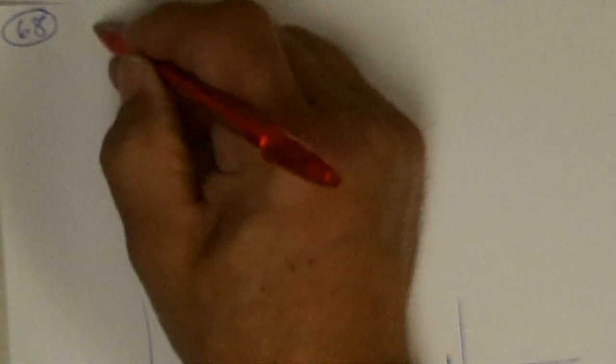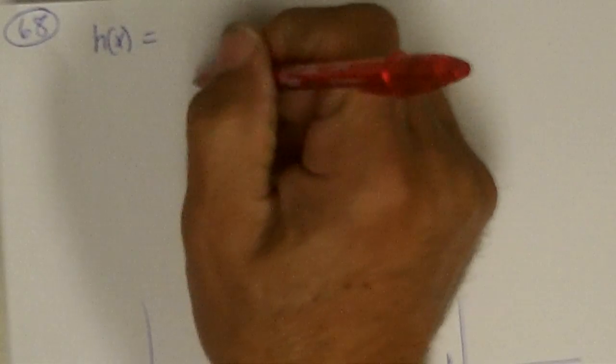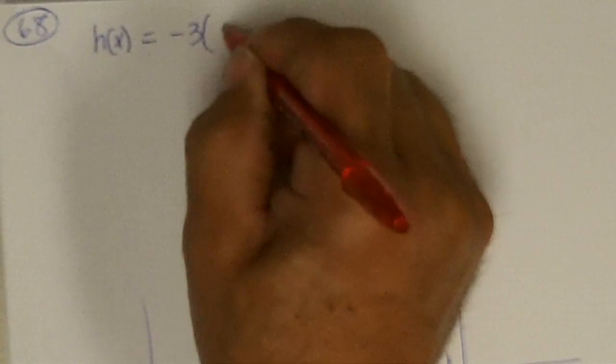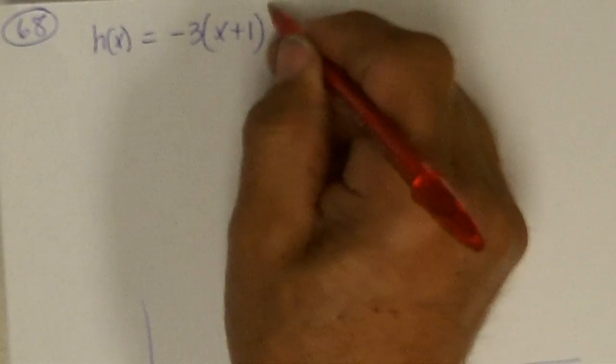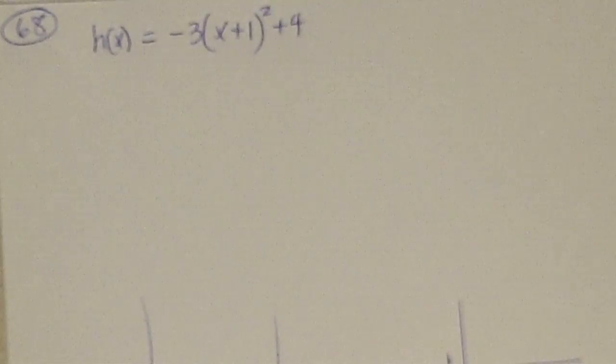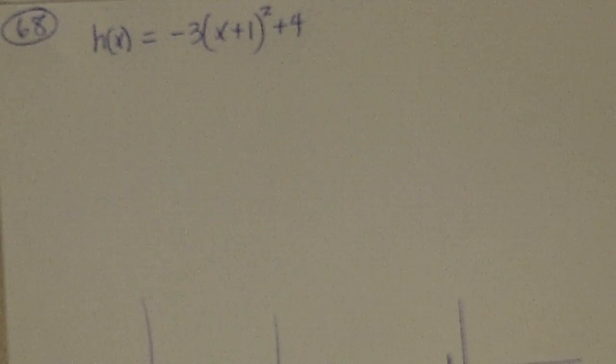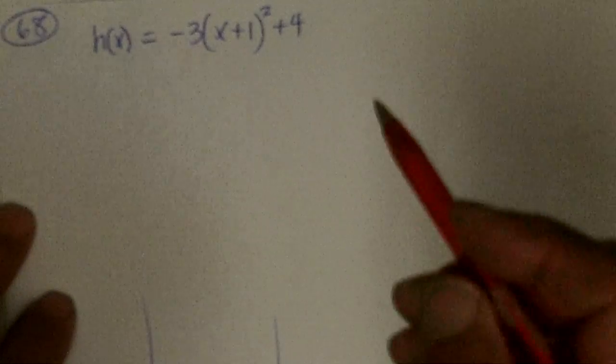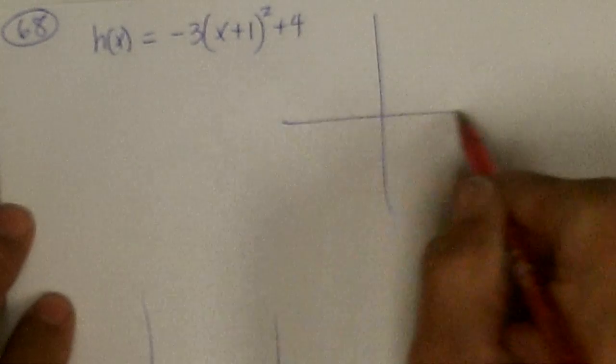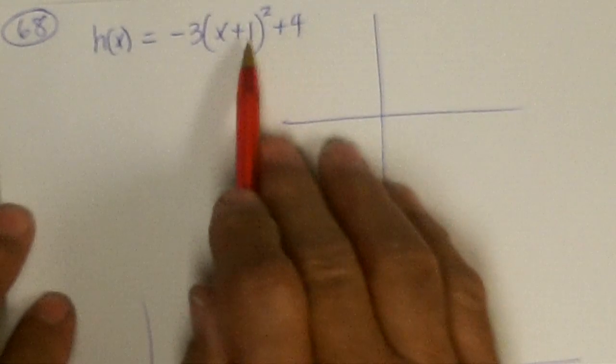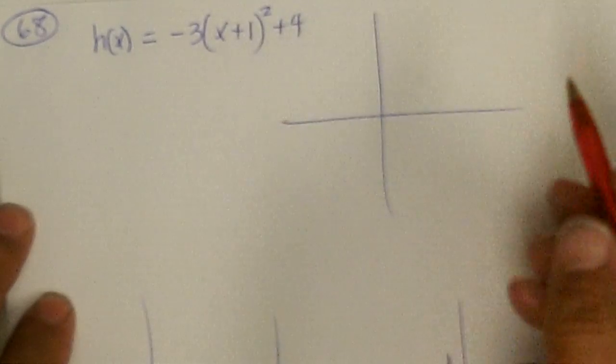Now let's do, let's say, 68, which was asked about. And 68 says h of x is negative 3 times x plus 1 quantity squared plus 4. And it said graph the function, determine the domain and range, and determine where the function is increasing or decreasing. Well, this one's pretty easy to graph because this is the vertex form. It has a vertex at negative 1, 4.